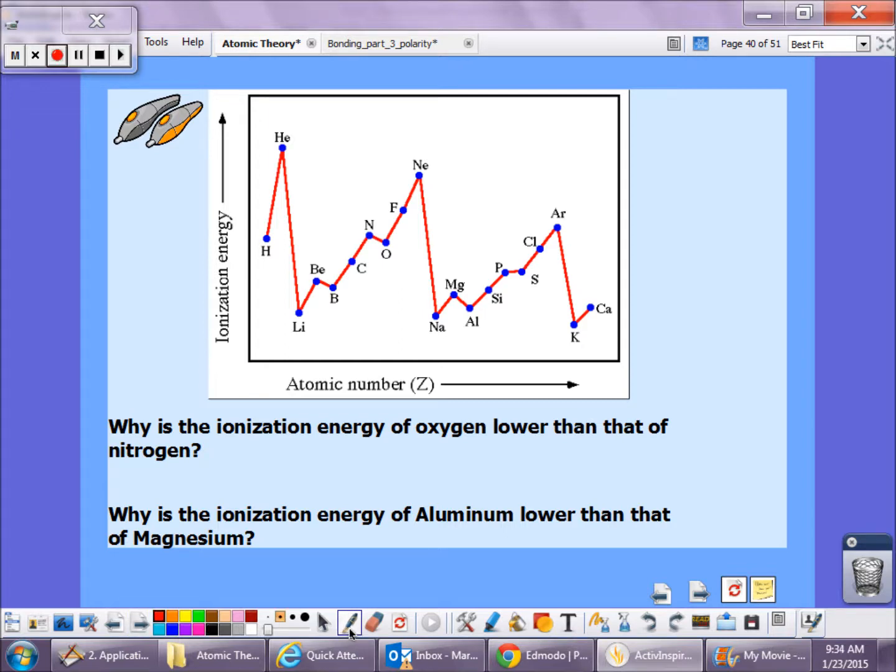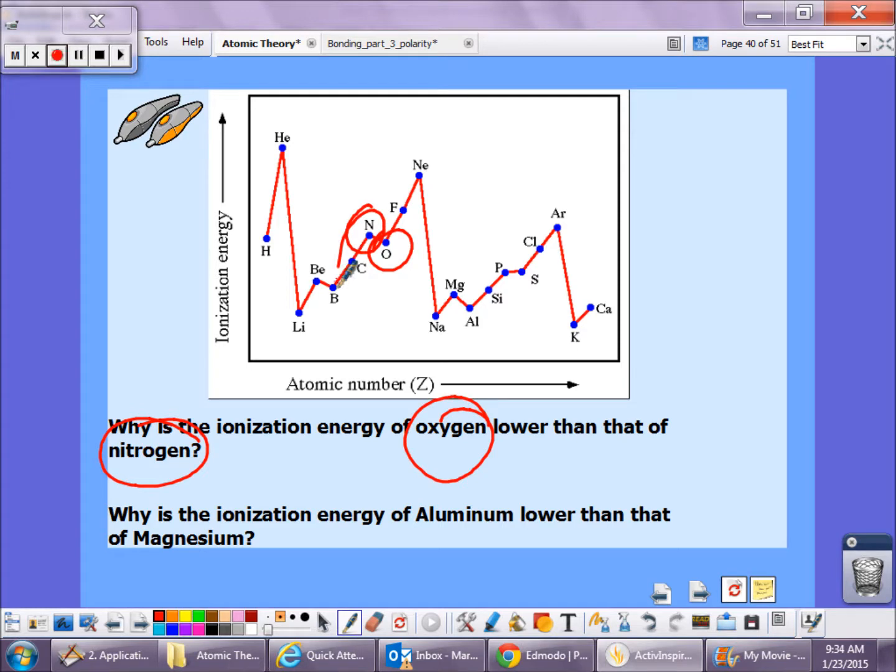Listen carefully. Why is the ionization energy of oxygen lower than that of nitrogen? This is oxygen. I need you to look at the periodic table. It does not make any sense. I thought we said ionization energy increases from left to right. Look at nitrogen. Oxygen is to the right. Normally, oxygen should have a higher ionization energy, but this is not what happened. Oxygen has a lower ionization energy.